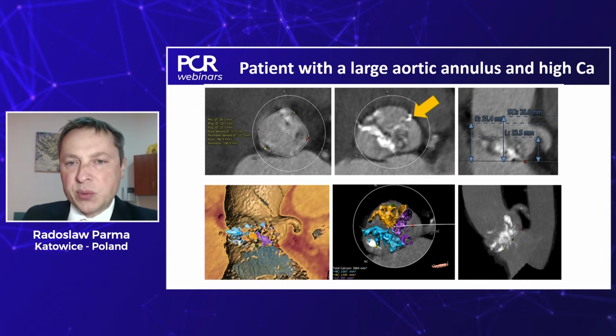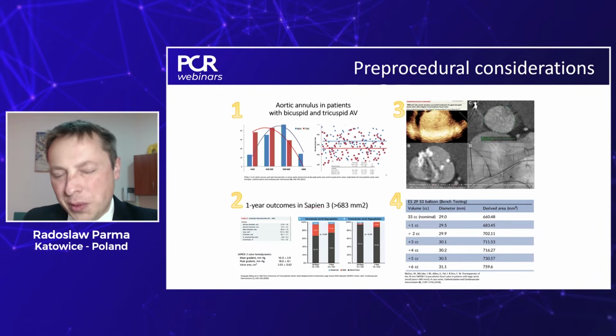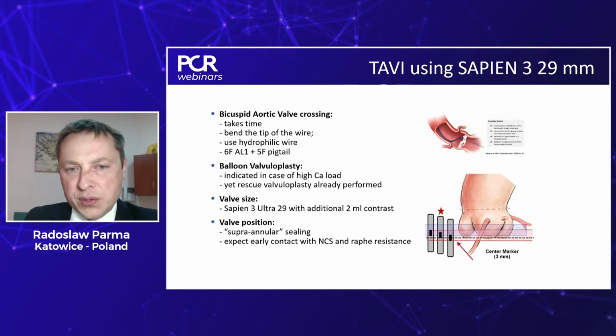Another patient is a patient with a large aortic annulus and high calcification, as you can see on this CT scan. And we quite often find these patients also within the bicuspid population, because it has been proved that the bicuspid population has a preponderance of large annuli, that the outcomes of using balloon expandable valves in this population are optimal, and that we can increase the expansion of, let's say, the SAPIEN 29 in this population, as you can see on the right lower panel, with up to 5 cubic centimeters, milliliters to provide a full sealing.